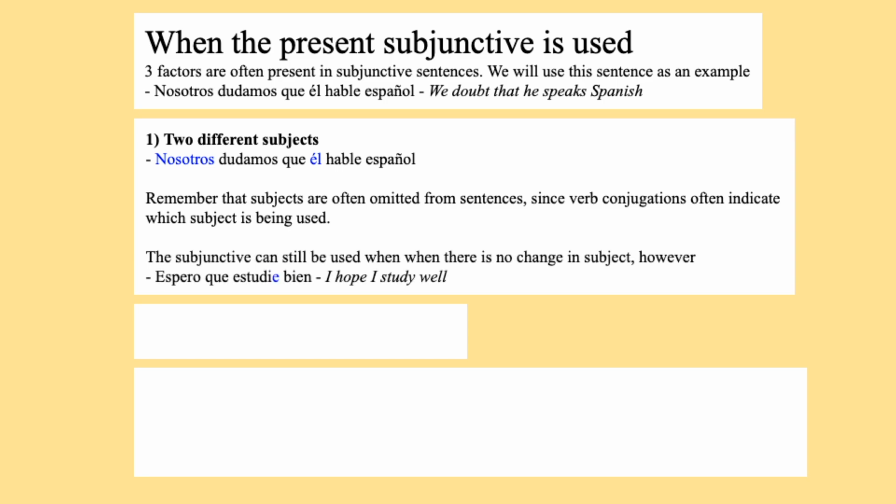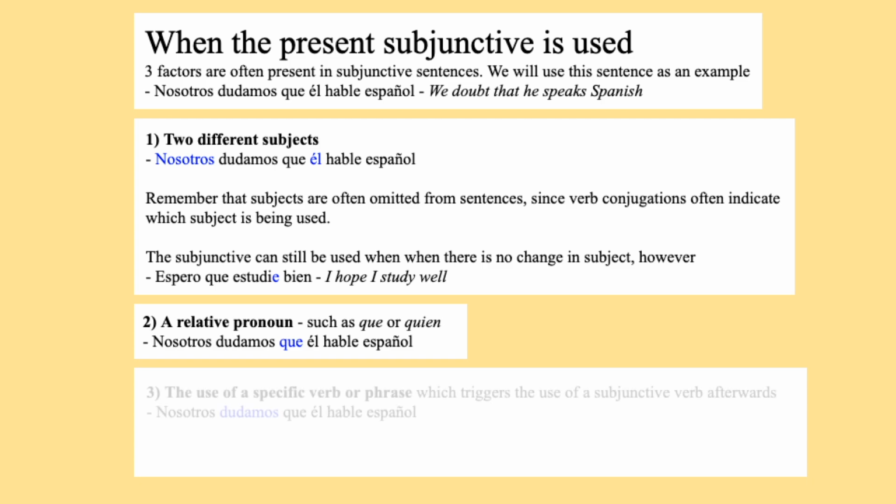But this is not an absolute rule. You can still use the subjunctive if there is not a change in subject, such as espero que estudie bien. Another factor which is often present is the presence of a relative pronoun, such as que or quien. In this example we have the relative pronoun que.